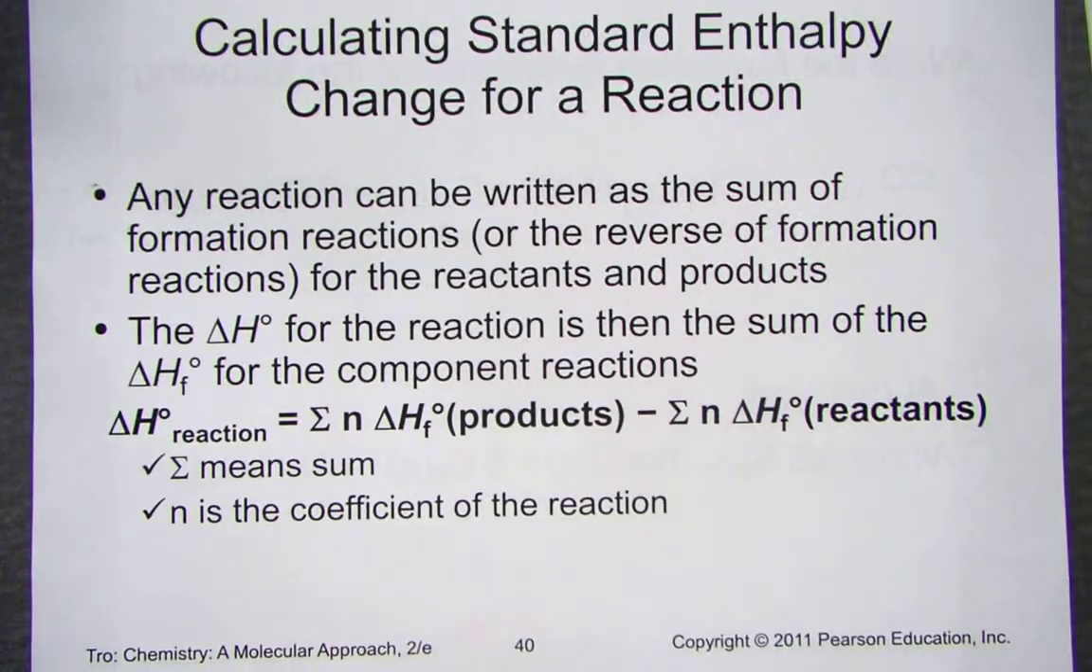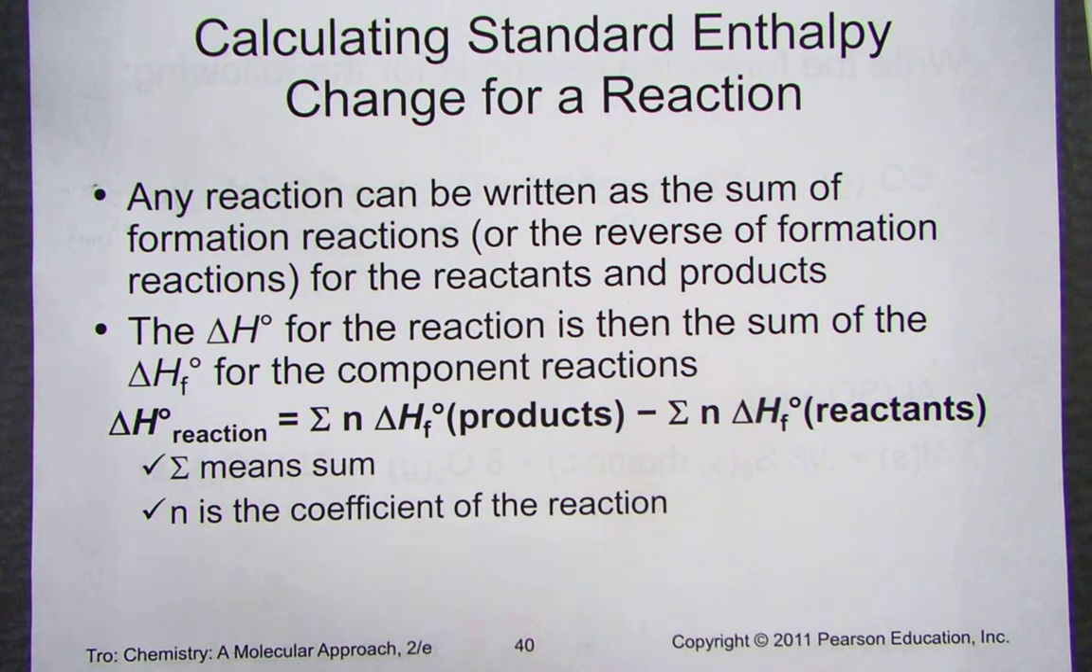When we want to calculate standard enthalpy change for a reaction, we need to have access to that heats of formation table, either in your appendix or from printing this particular PowerPoint. But any reaction can be written as the sum of formation reactions. That's Hess's law, or the reverse of formation reactions. Again, Hess's law: if you flip the direction, we simply flip the sign.